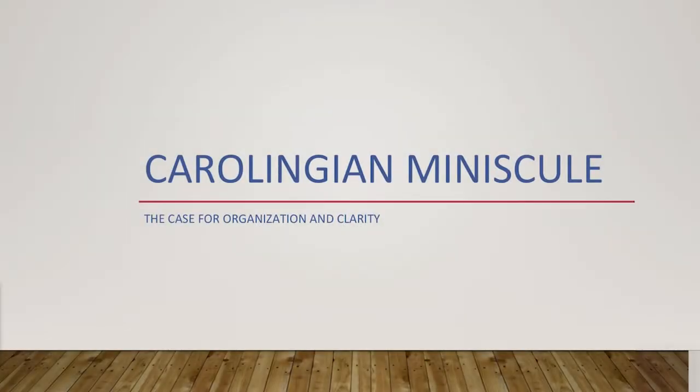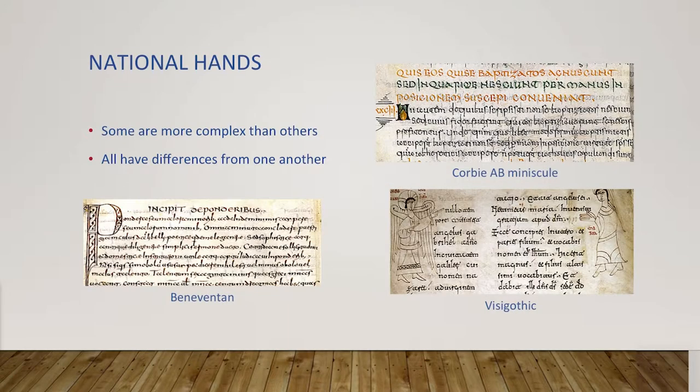Hello. Here I'd like to give a quick overview as to why I believe a uniform script known as Carolingian or Caroline minuscule would be beneficial to the Roman Empire. As it stands, there are a variety of scripts present within our empire. I've shown a few examples here, Beneventan, Corby AB, and Visigothic, all minuscule scripts, to illustrate some differences. Some are a bit more legible than others, but they still exhibit some differences, which I will touch on later. Developing a uniform script will make documents such as these, all written in the same language, easier to read.